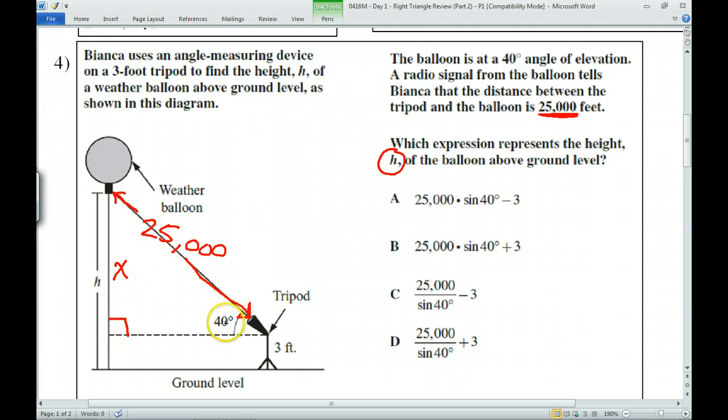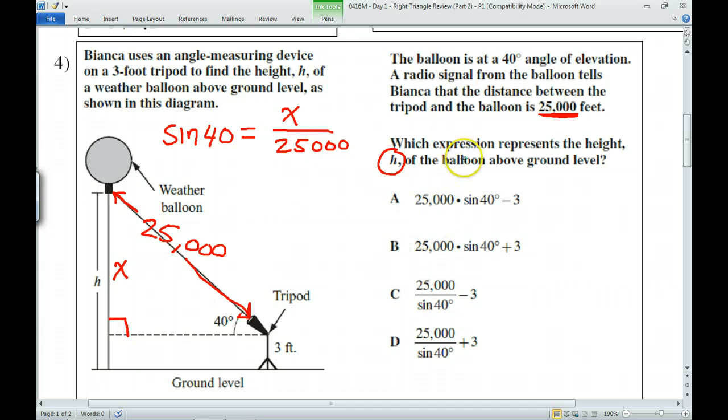So let's see. Looking at the 40 degrees and the x and the 25,000, which trig function is that going to be? Well, with 40 degrees, x is opposite, 25,000 is hypotenuse. Opposite over hypotenuse, we're talking about the sine function, which is good because all of the answers involve the sine function. But let's go ahead and follow through. The sine of 40 degrees should equal opposite over hypotenuse, so x over 25,000.